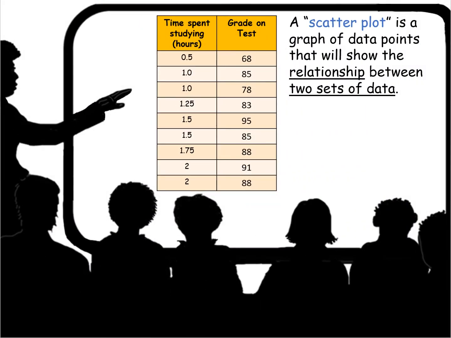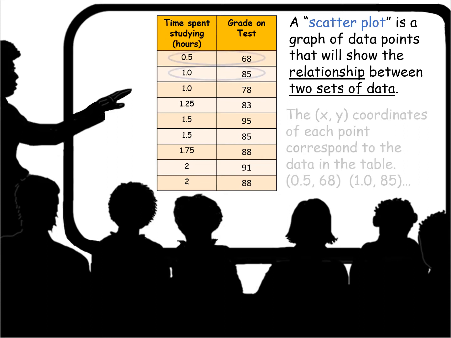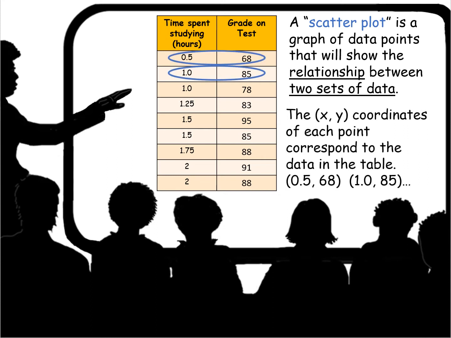So now that we've seen what that looks like, a scatter plot is a graph of data points that will show the relationship between two sets of data. The data points are plotted as XY coordinates, where each point corresponds to the data in the table. So the time spent studying in hours, if it's 0.5 or half an hour, the grade in the test is 68. So that data point would be 0.5 on the x-axis and 68 on the y-axis.